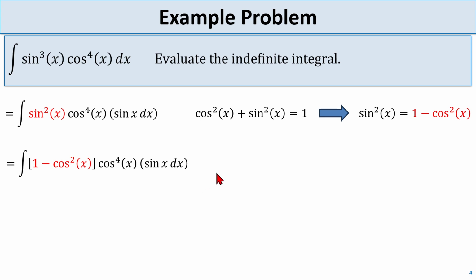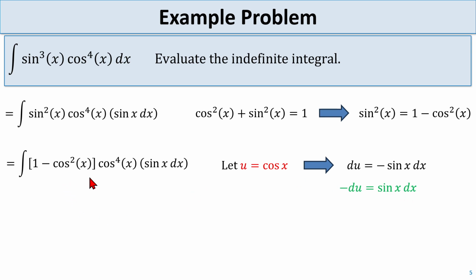Now we're going to want to let u be cosine of x. And when we use the method of substitution, as always, we need to figure out the relationship between du and dx as well. So we take the derivative of cosine. It is negative sine. So du is equal to negative sine of x dx, but here I have a positive sine of x dx, so I'm going to multiply both sides of this by negative 1. And so negative du is equal to sine of x dx.